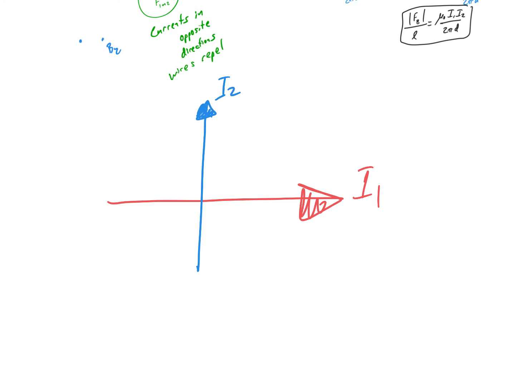Current 1 is going to create magnetic field that is out of the board on this side and back into the board on this side. I2 is going to create magnetic field that is into the board on this side and back out of the board over here. I'm going to figure out the direction of the force at all 4 locations.